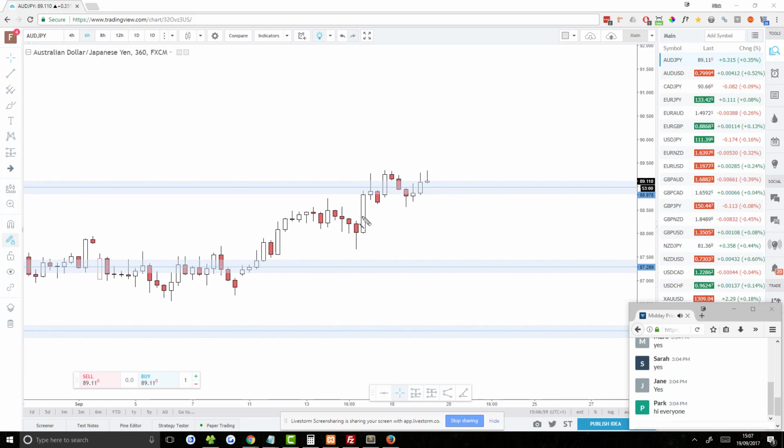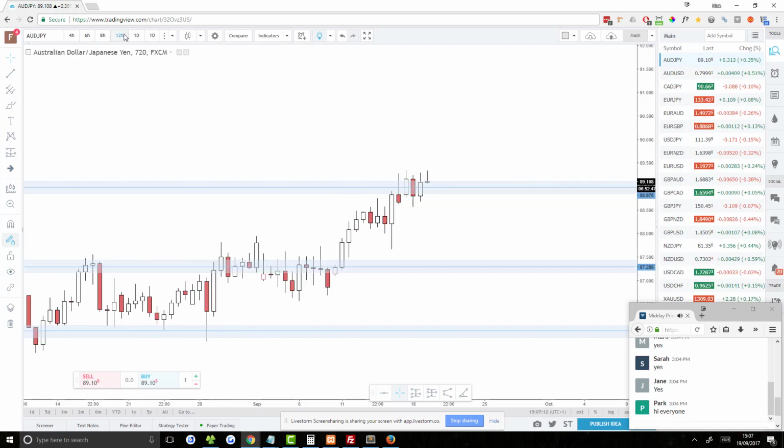So we can see on the 6 hour, as soon as it got here, it turned around, came up, came back down. So it's clear that buyers aren't in strong control of price anymore. They're struggling for control. So what does that mean for us?